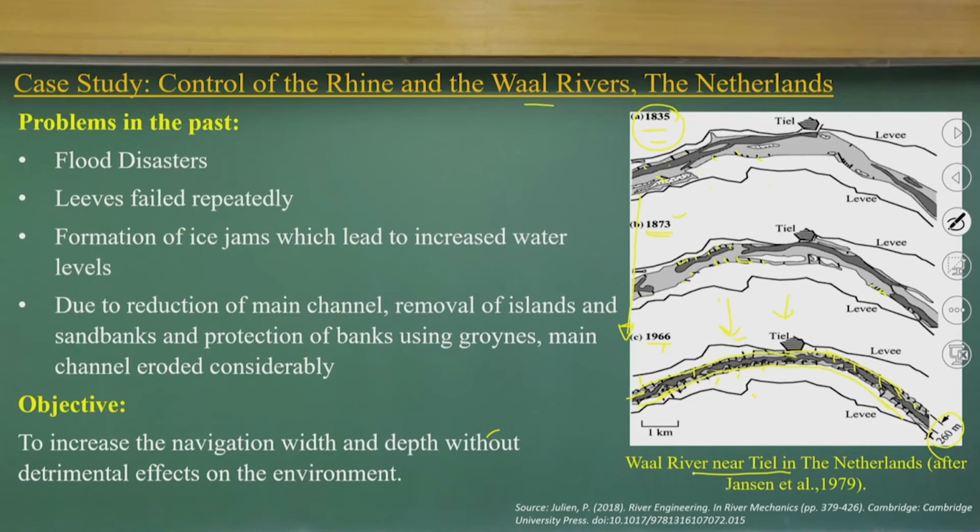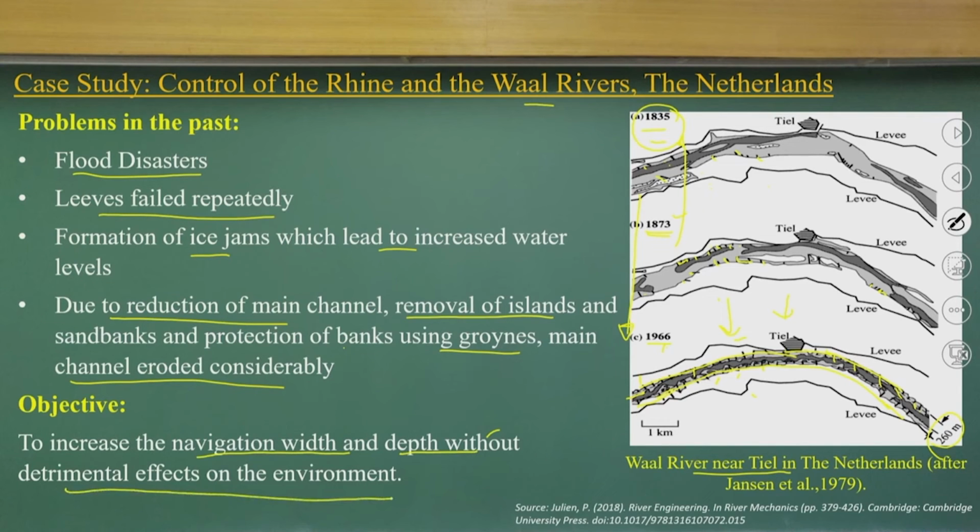It took 120 years. We can have bank use of groins, the main channel eroded considerably, and there was removal of the islands. So, there are all sorts of problems that we generally talk about, levee failure, flood disasters, that used to happen almost a decade before, but that is not there now, because it is controlled with a navigation width and depth without detrimental effect on the environment. That is possible, and in more detail you can go structure-wise, what types of structures, what things are there.